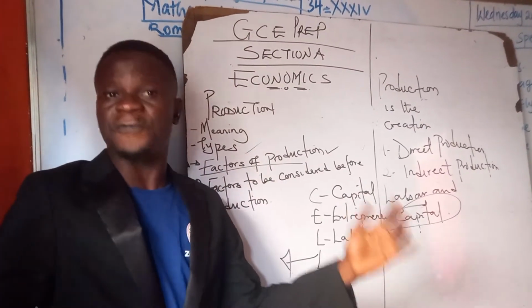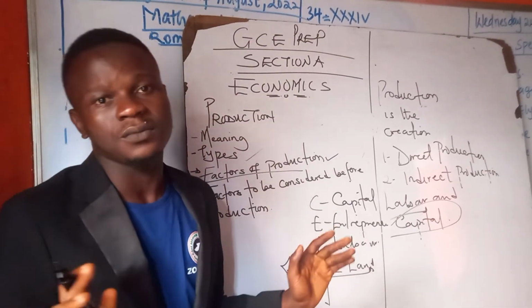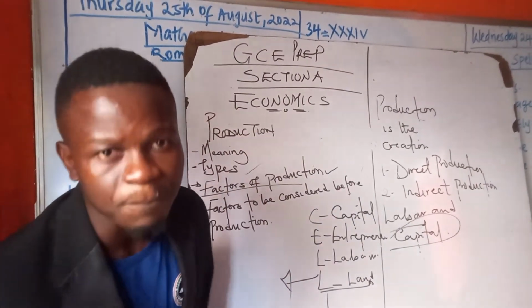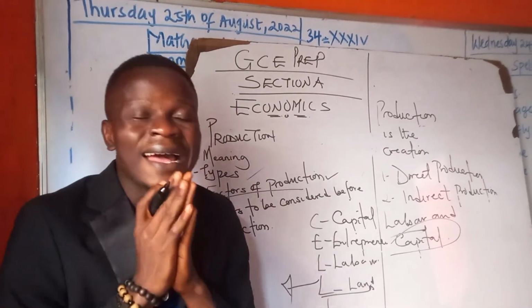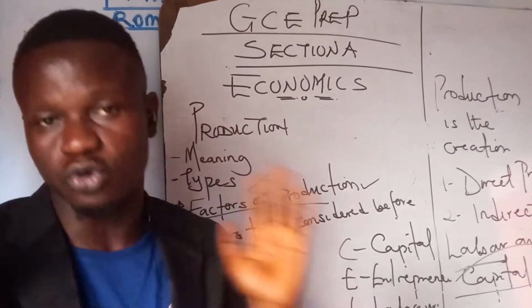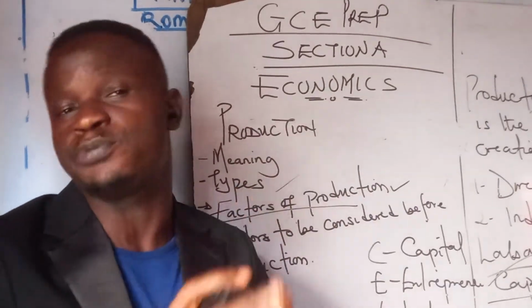Now, land has its features. Land is immobile. It is fixed in supply. Land is subject to diminishing returns. Land has no cost of production, meaning that land can't be produced.